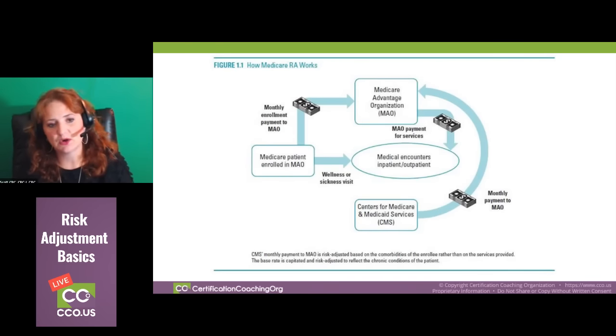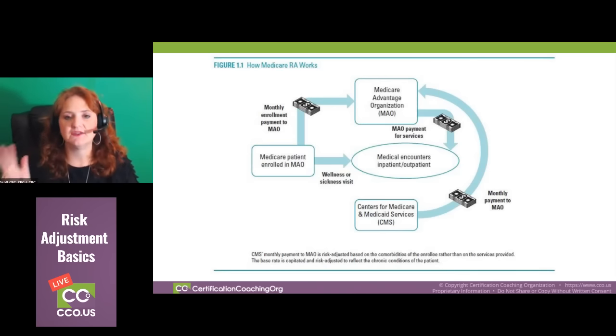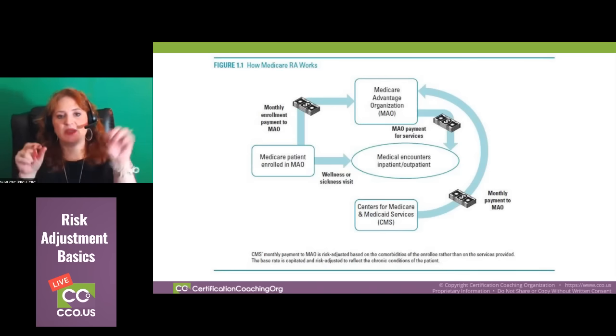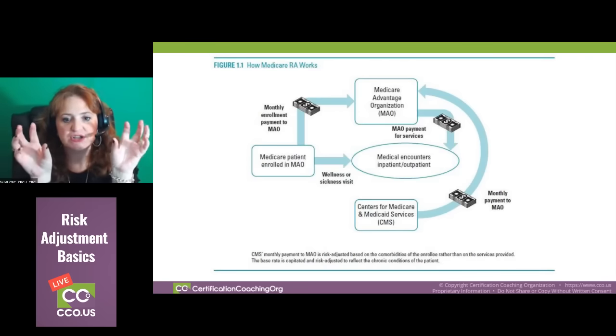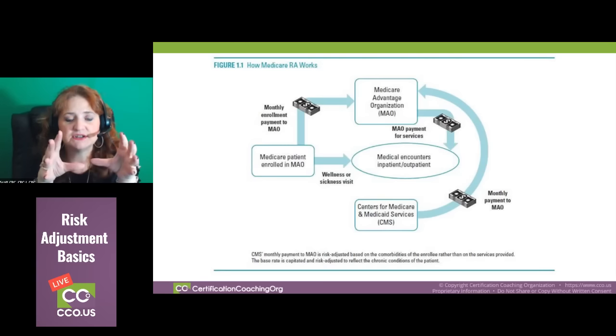So this is kind of how it works in a graph. You start out with your CMS. They're the ones that are going to pay, and they pay the MAO a monthly amount of money for each patient, based on male or female, where they live, and their comorbidities. So let's take our patient A or patient B, and we're just going to use round numbers. We're going to pay $100 for patient A every month, but we're going to pay $500 for patient B because of the comorbidities. So then that money goes to the MAO, right?